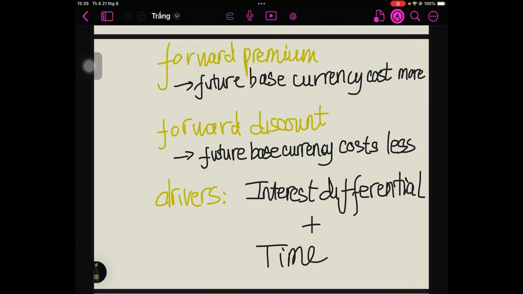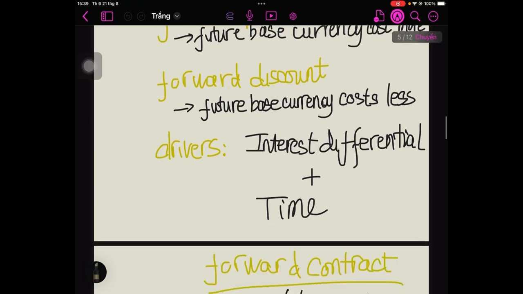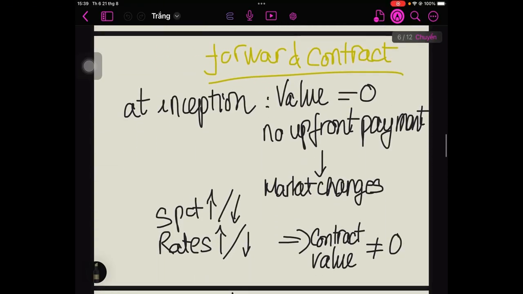So currency analysis isn't just about forecasting whether a currency will rise or fall. It is also about understanding the cost of carrying and hedging currency exposure. Now let's move to the second concept, mark-to-market value. This is where many students initially get confused.